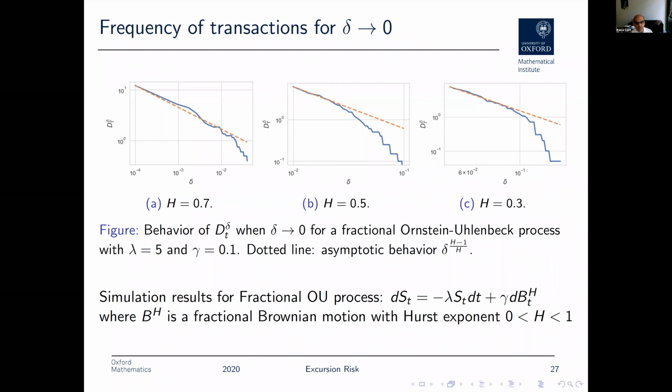So here are the results of the simulation for this fractional Ornstein-Uhlenbeck process. I show you the results for 3 different levels of H. In the middle, you have H equals 0.5. This is Brownian motion. H equals 0.3 is rougher than Brownian motion. H equals 0.7 is smoother than Brownian motion. So what are we showing here? We're showing d delta, the number of transactions, which is what we call the effective trading frequency. It's a double logarithmic plot, so you see the log of delta and the log of d delta here.